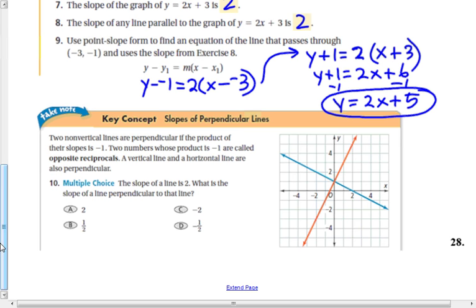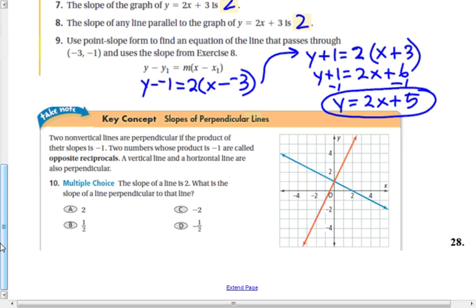The second concept we're going to talk about is the slopes of perpendicular lines. Two non-vertical lines are perpendicular if the product of their slopes is -1. Two numbers whose product is -1 are called opposite reciprocals. A vertical line and a horizontal line are also perpendicular.